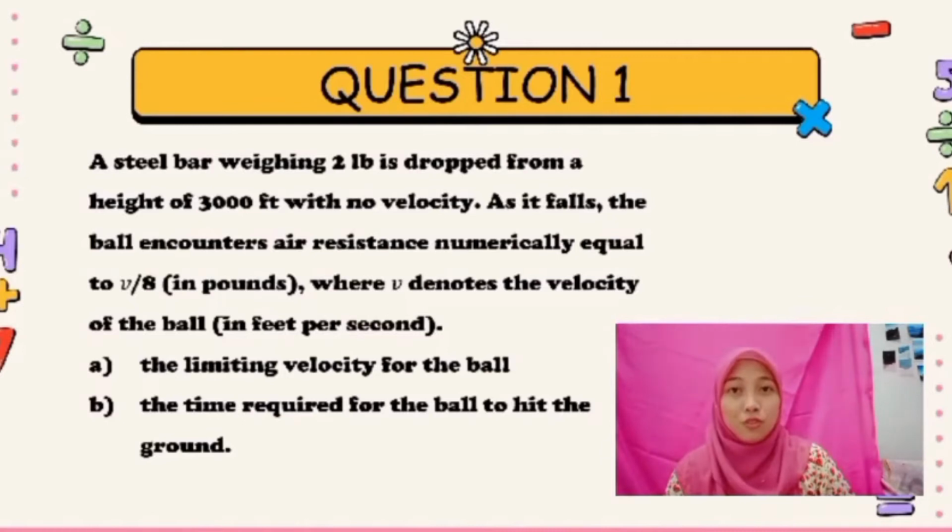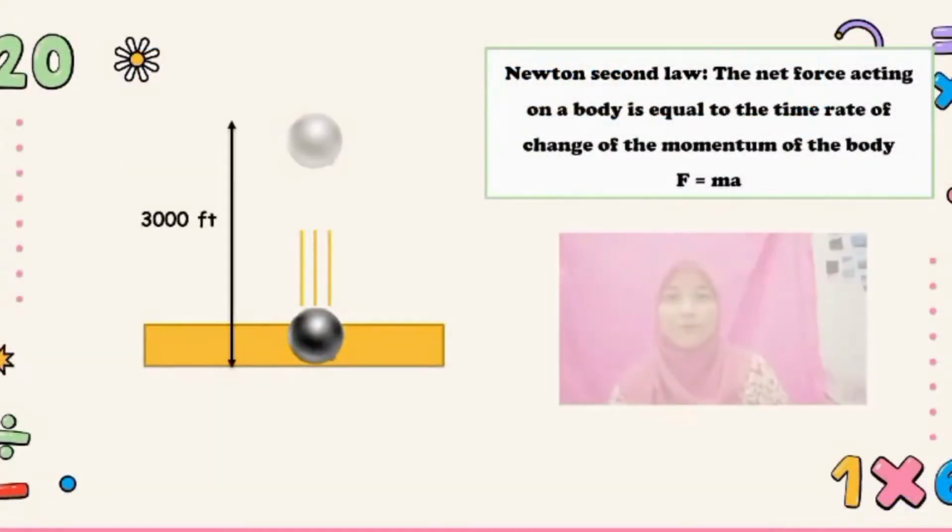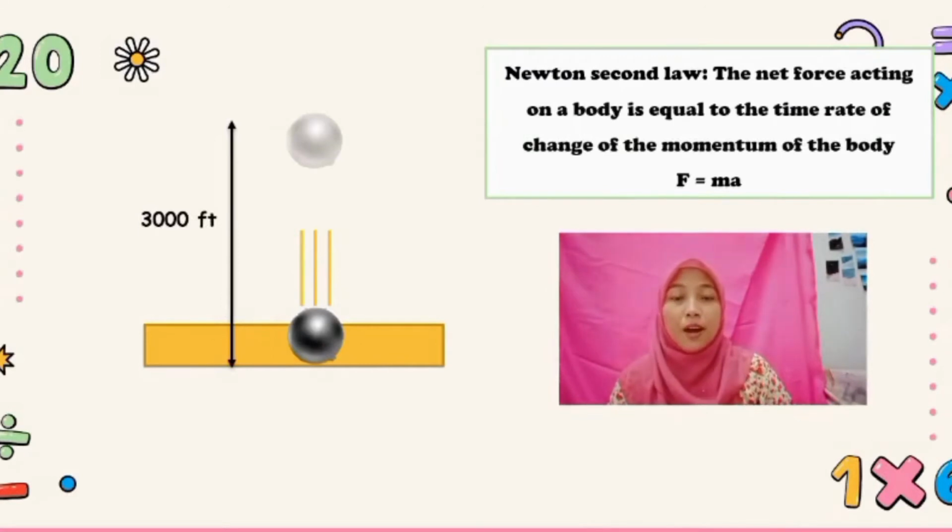Before we proceed to the solution of this question, I would like to explain how the question wants us to solve it. From the figure, a steel bar is falling from a height of 3,000 feet to the ground with air resistance. Based on this situation, it applies falling body motion, which occurs in Newton's second law.